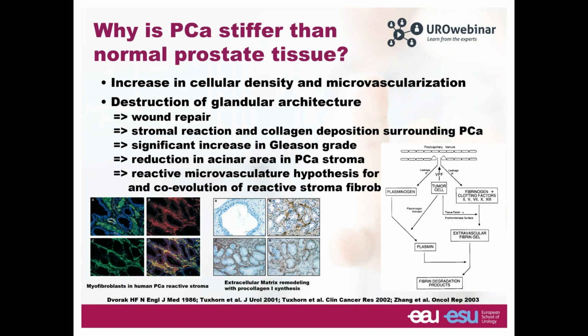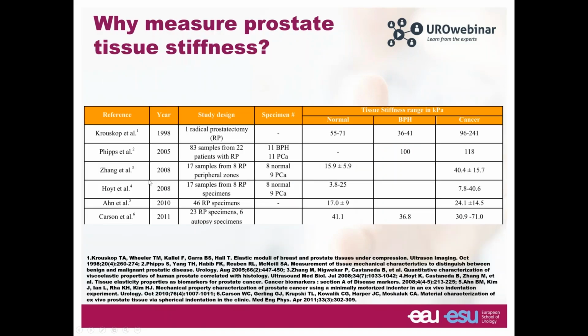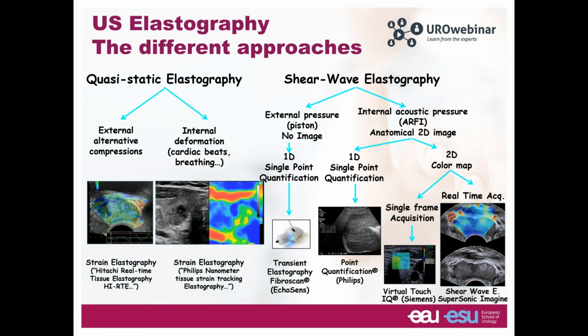We know that prostate cancer is stiffer than the normal prostate tissue due to increasing cellular density, microvascularization, and destruction of the glandular architecture. So why should we measure prostate tissue stiffness? Because clearly we have demonstration in vitro that prostate cancer tissue is stiffer than a normal BPH or normal prostate tissue. We have clearly two different approaches.